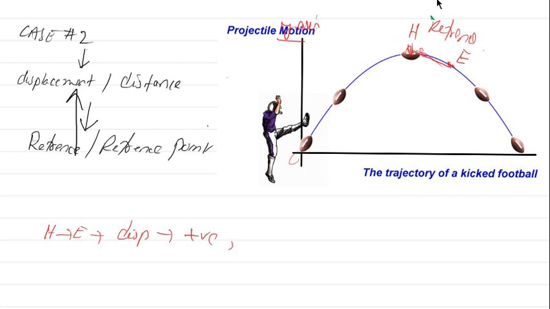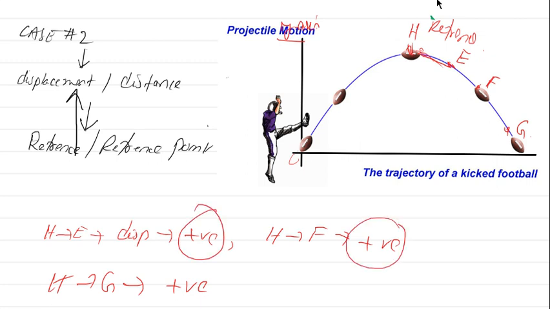Okay, in the same way, if I take the distance from H to F, suppose this is the F position, H to F also, this is also positive. Same thing if I take this last point, G, H till G, then what will it be? Same thing, it means positive. So now here we can see that all are positive.